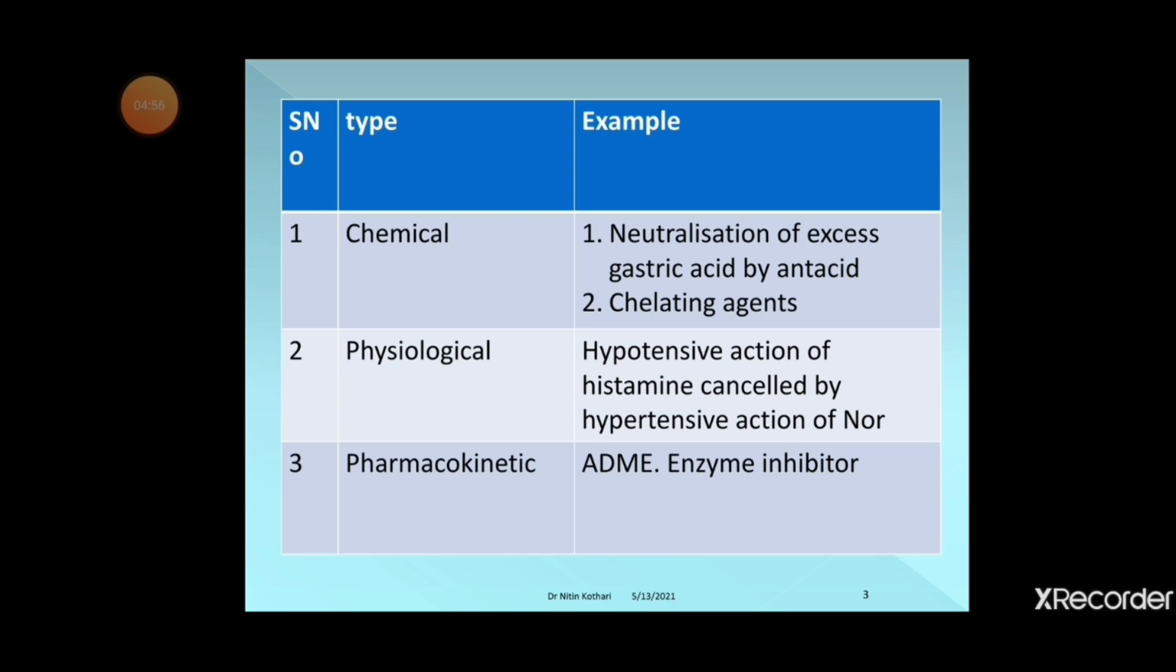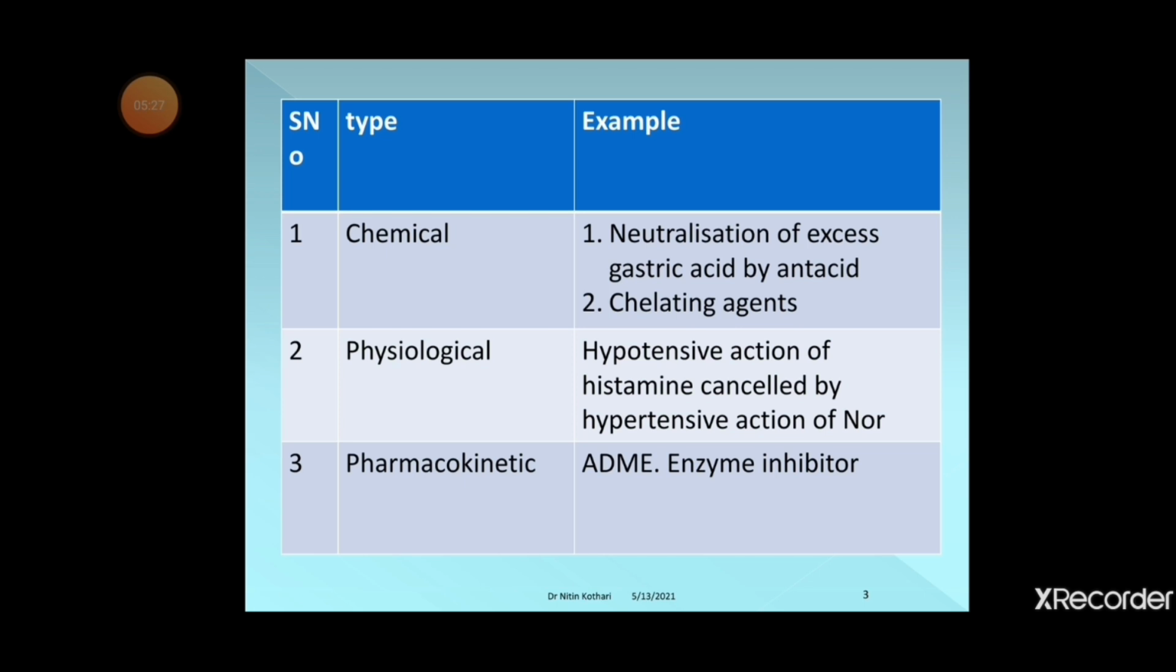Second type of antagonism is physiological antagonism or functional antagonism. In this type of antagonism, both drugs have opposite action to each other, but they act upon different receptors. They are physiologically opposite, but not involving the same receptor.